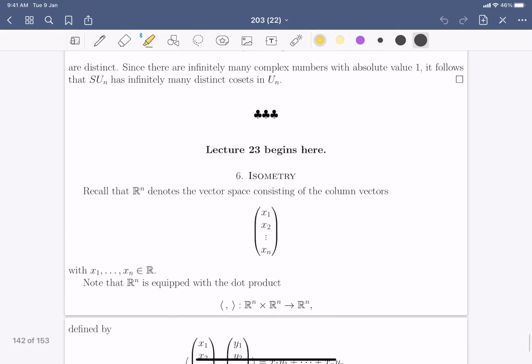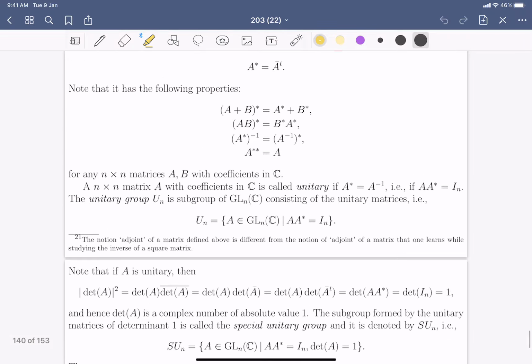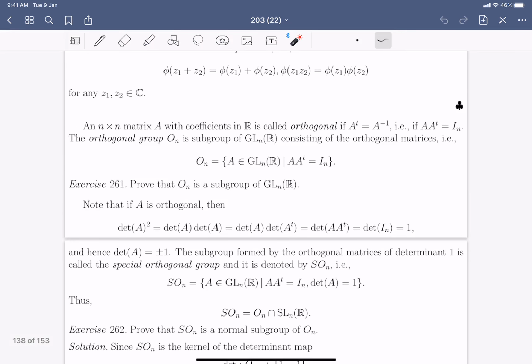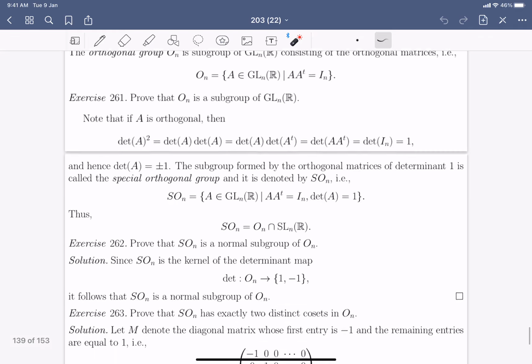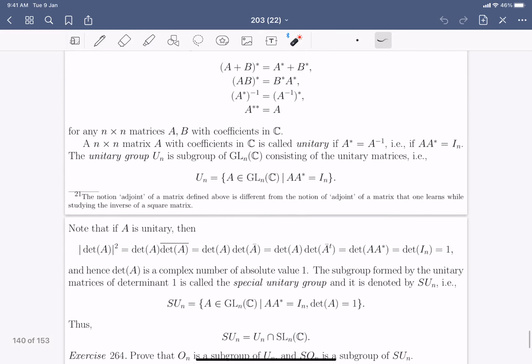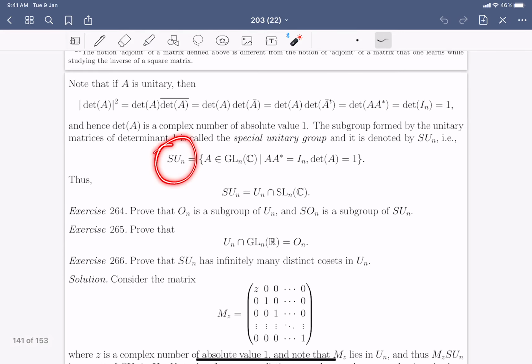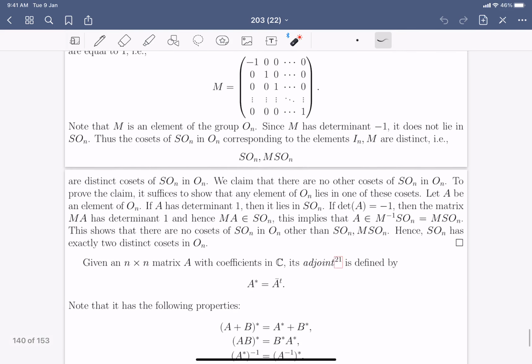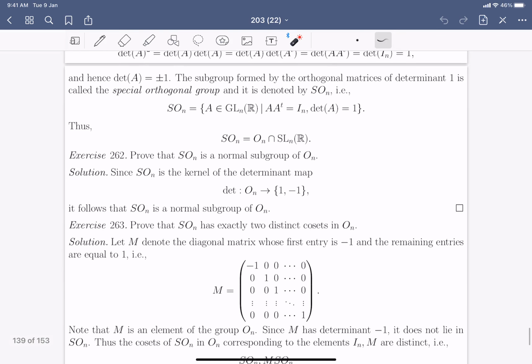Hello everyone. In the previous lecture, we have been studying some of the subgroups of the group GL2R or maybe GLNR in general. One of them was this orthogonal group, and then we looked at the group GLNC. There we introduced the subgroup SUN and so on, and we studied some properties of the subgroups that we have been dealing with.